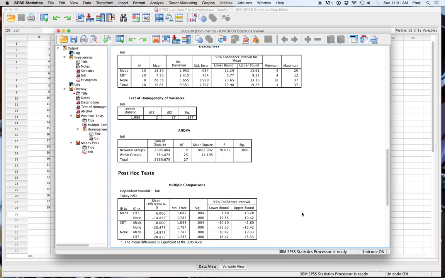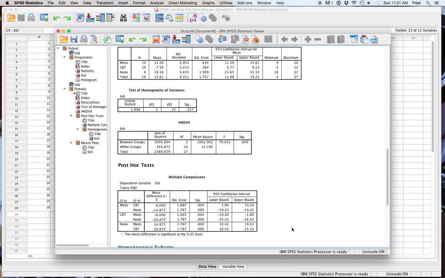The problem is SPSS does A to B and B to A for all possible comparisons, so it has a lot more information in here than you need. But we're just comparing cognitive behavioral therapy to no therapy. That's the one that's missing. Once again, 7.5 minus 28.38, that's going to give us a pretty large difference of negative 20.875. And here's that p-value. It says 0.000. Once again, you tell us what that means.